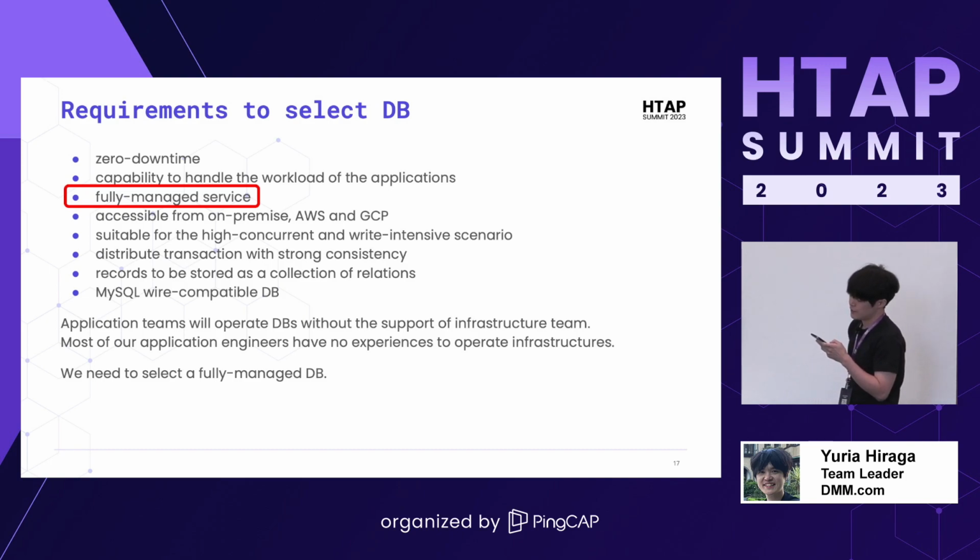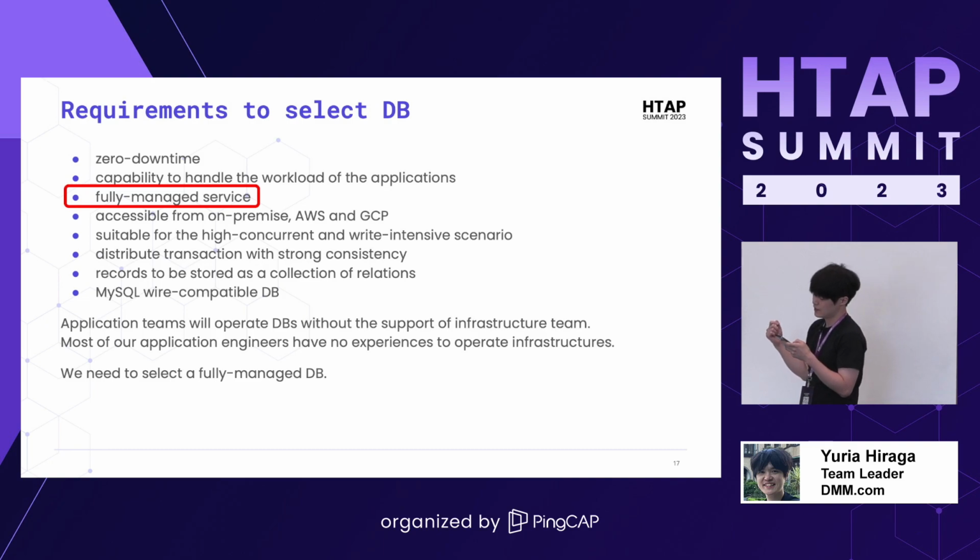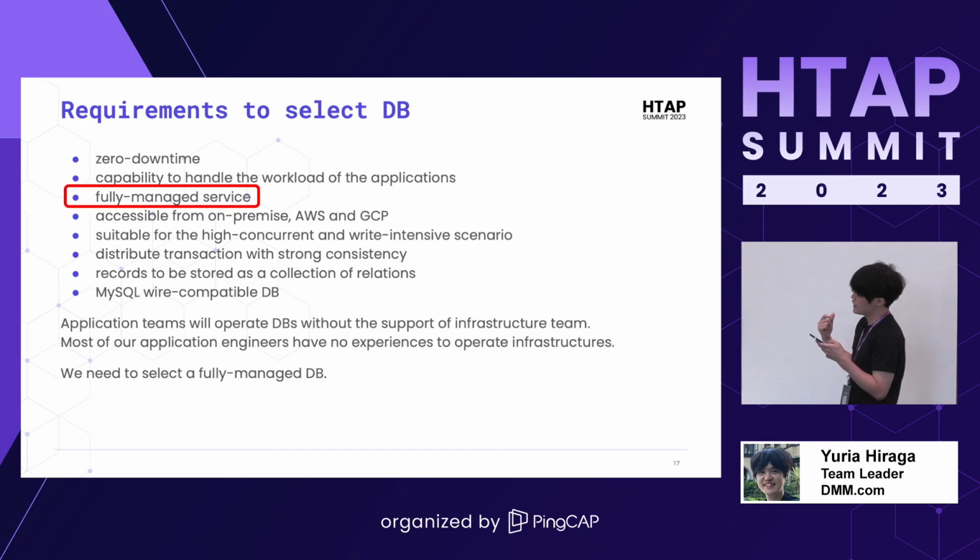Third one is fully managed service. We application teams will operate databases without the support of the infrastructure team. But most of our application engineers have no experience operating databases and infrastructures. So they cannot operate on-premises databases. So we need to select fully managed services.